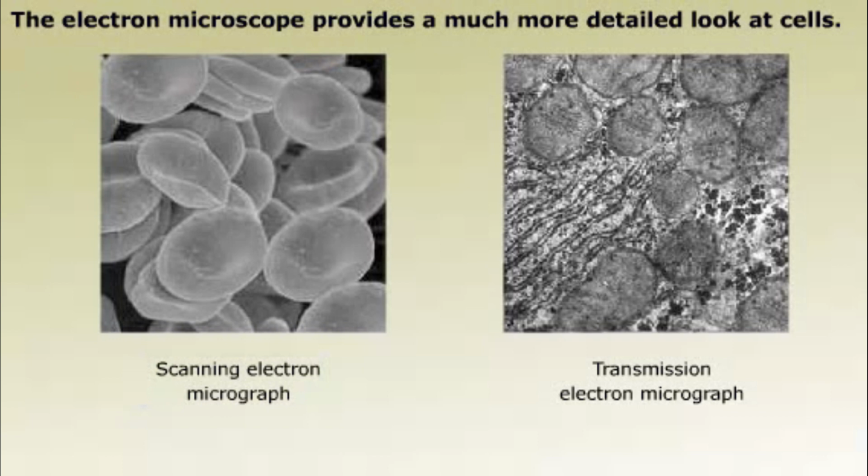Electron microscopes can distinguish biological objects as small as about 2 nanometers. This image was obtained using a scanning electron microscope, where the electrons bounce off the object's surface.